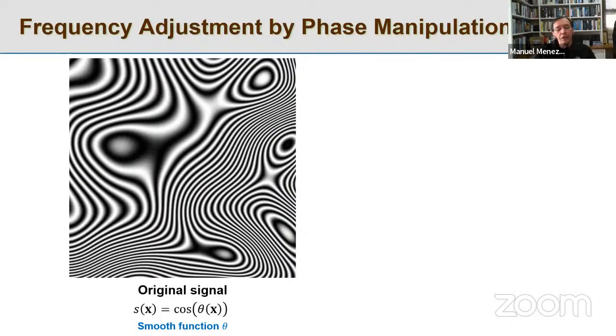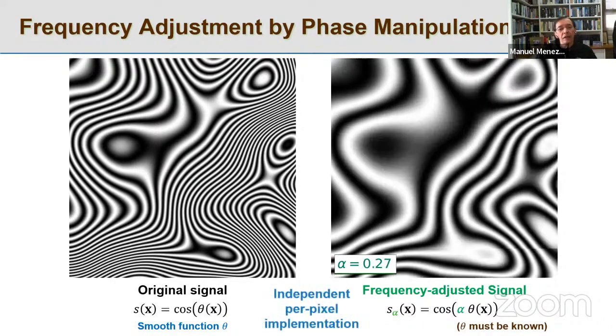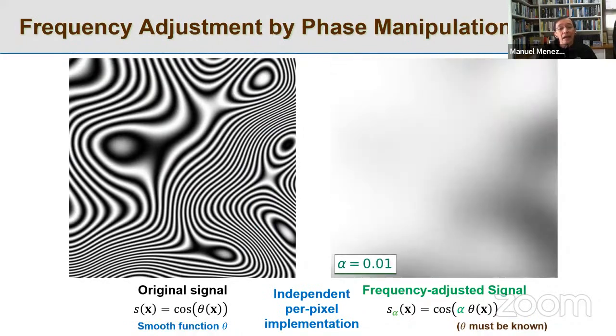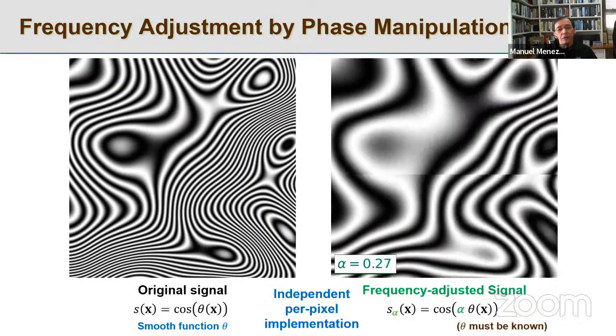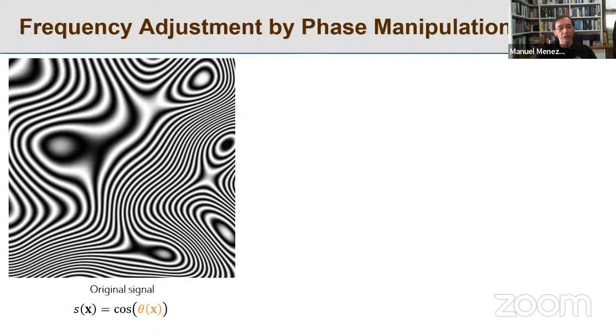In this case, we replace this one-dimensional domain T by a two-dimensional domain X. And so, as we say, for instance, you start playing with the value alpha by multiplying the phase function, we get a very smooth transition, very smooth animation. And as I told you, this can be done independently on a per pixel basis. Well, the important thing here, though, is that this phase function has to be known. It must be known, and it has to be smooth. So let's take a closer look at this context here.